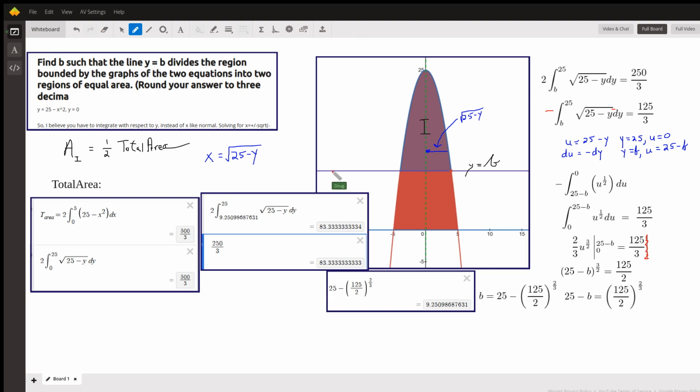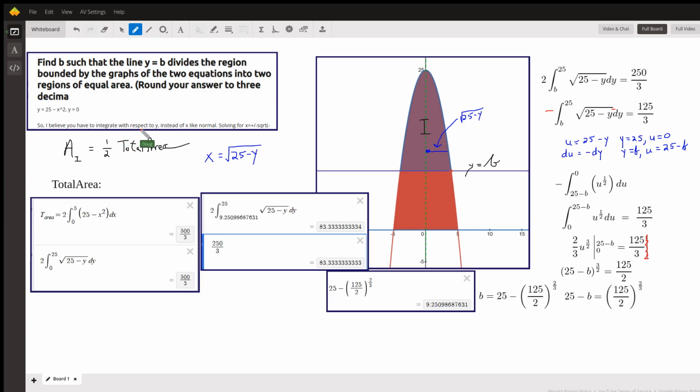And we want to find a line y equals b that passes through the region under the parabola above the x-axis that cuts the area of the total region into two equal parts.